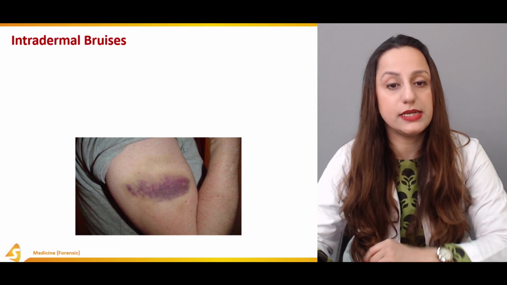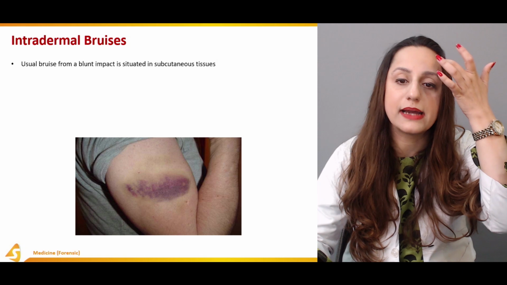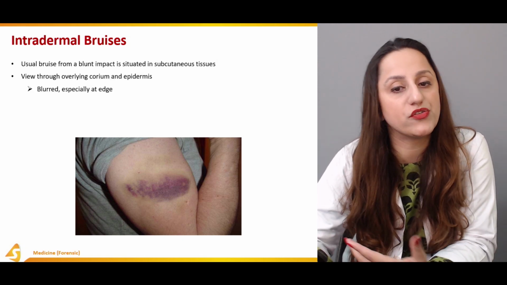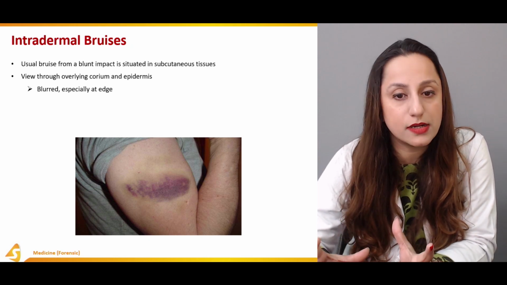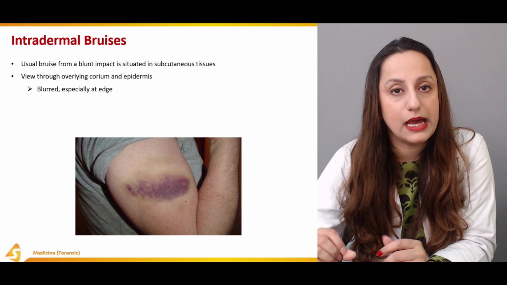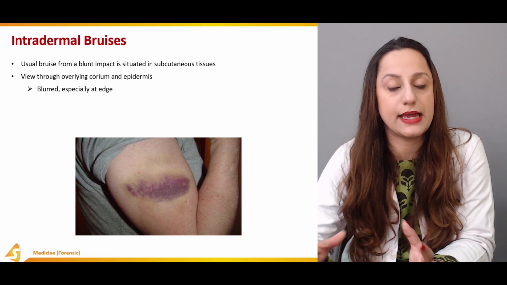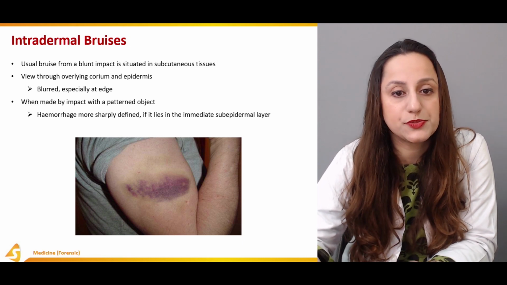Now, talking about intradermal bruises. The usual bruise from a blunt impact is situated in the subcutaneous tissues and viewed through the overlying corium and the epidermis. Sometimes it is blurred, especially at the edges. We have to describe the bruise starting from the edges, and then come to its center. That is the basic description that it follows.